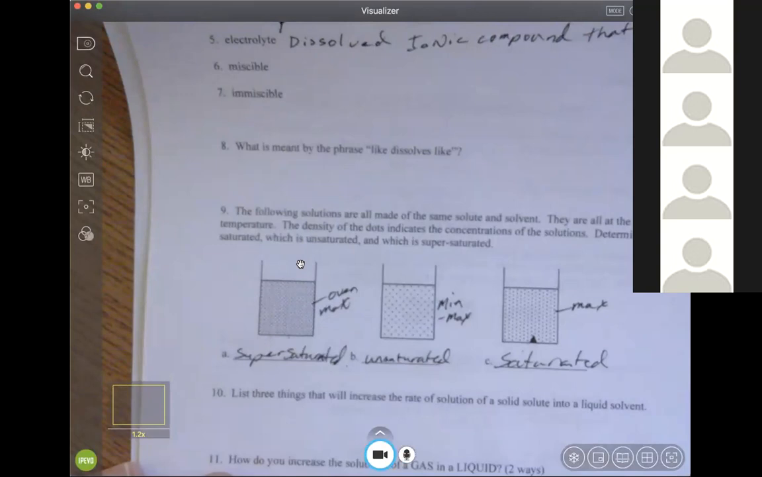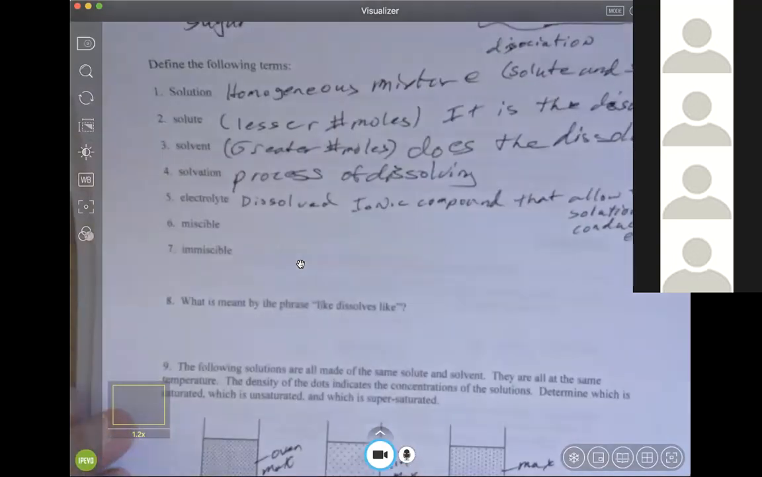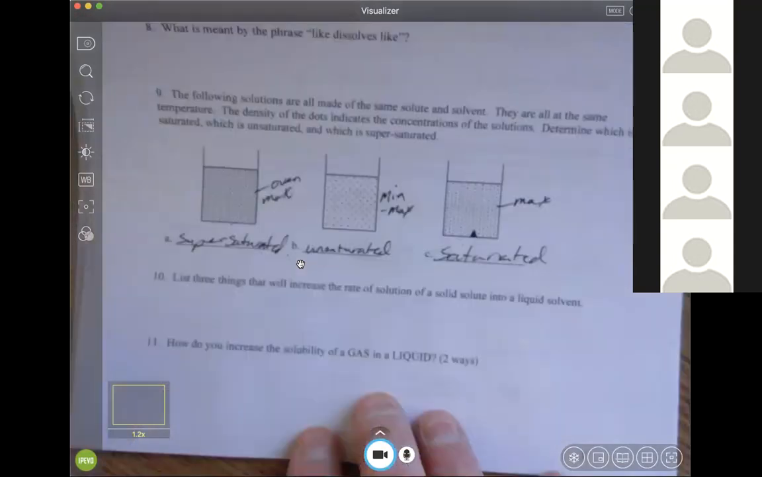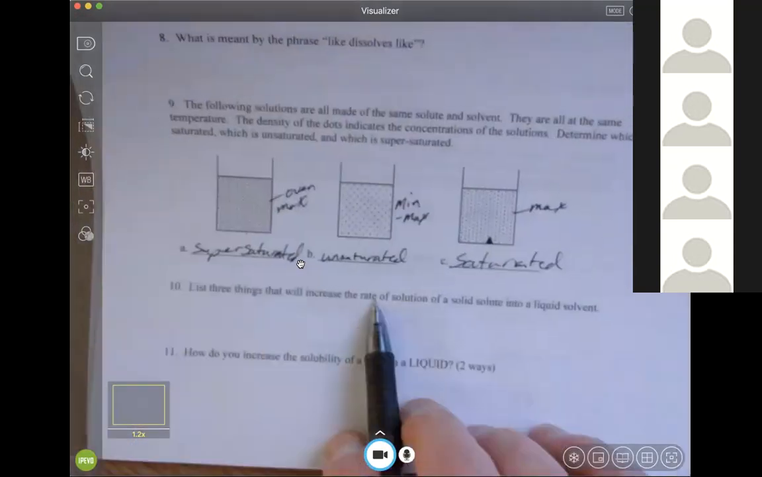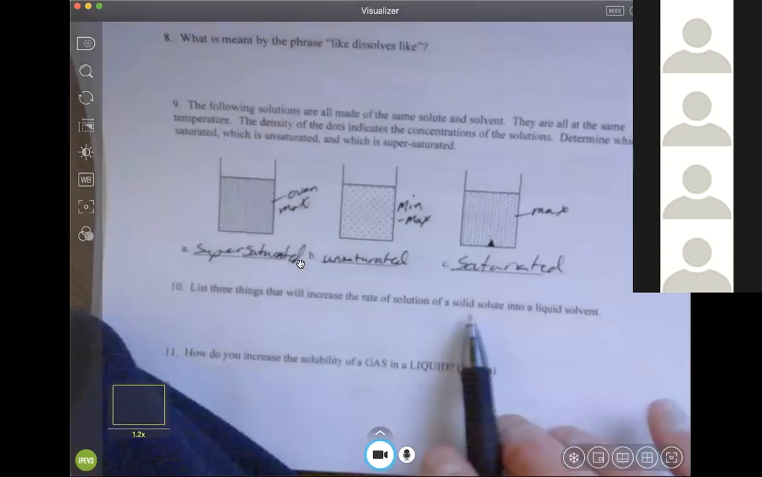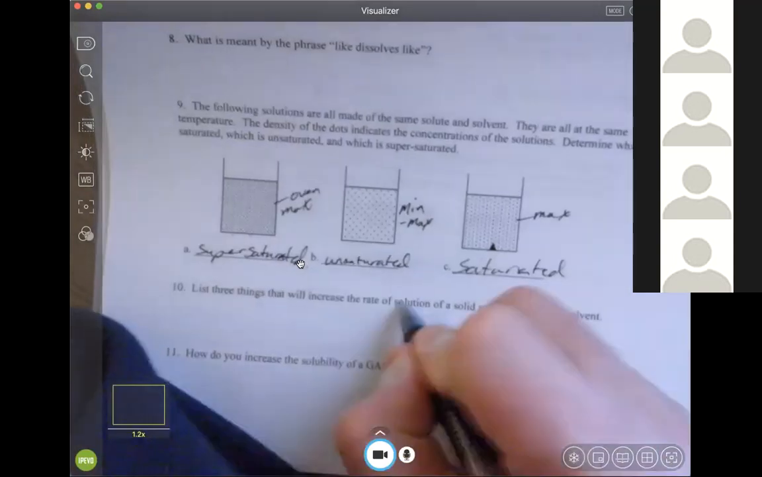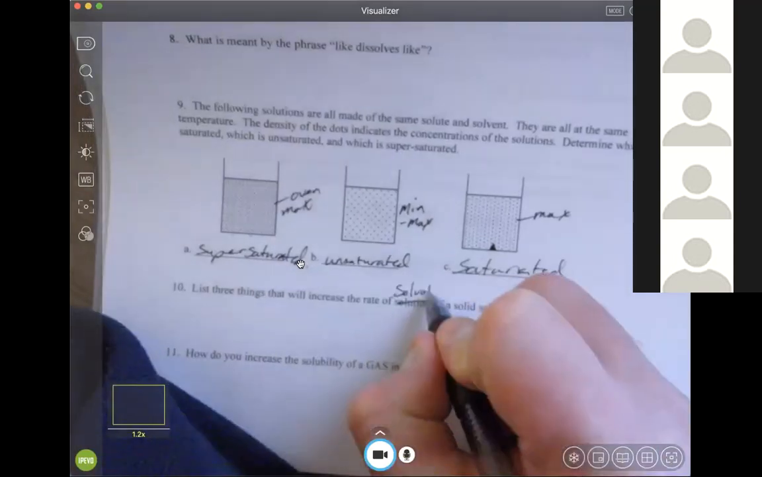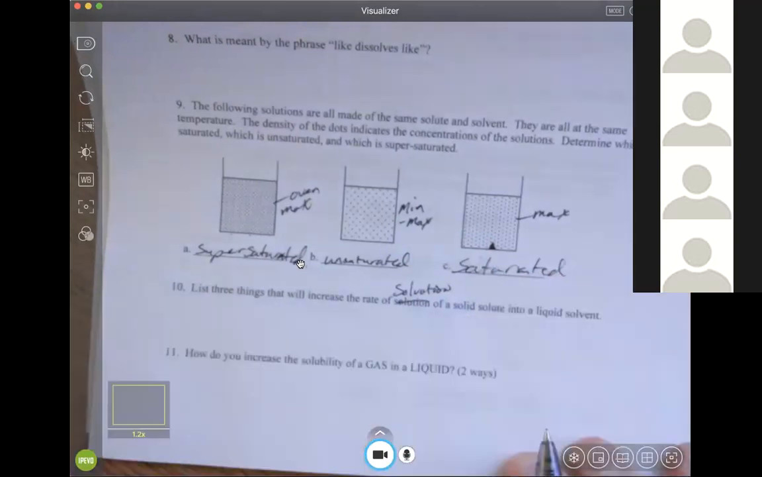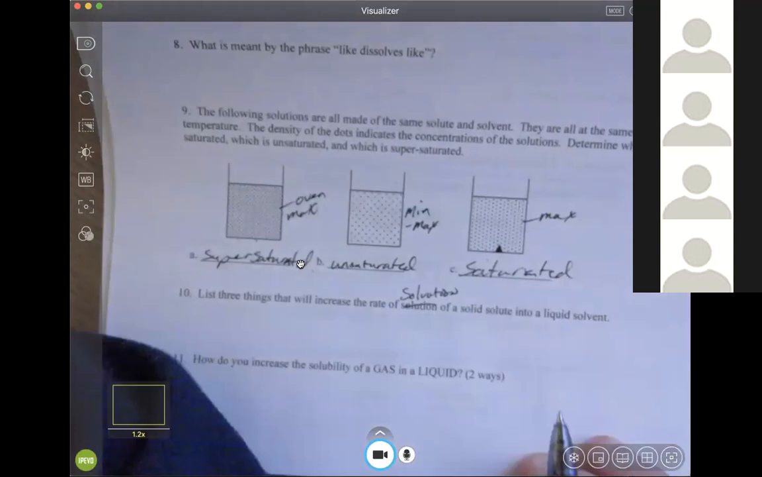Cool. Let's finish up. List three things that you could do to increase the rate of solution of a solid. So let's change this word to solvation. So, increase the rate at which something dissolves. Increase the rate at which a solid dissolves. What could we do?